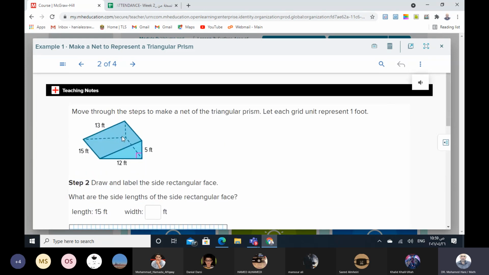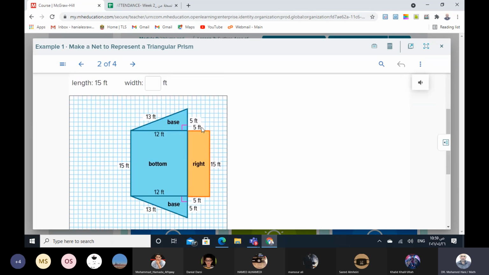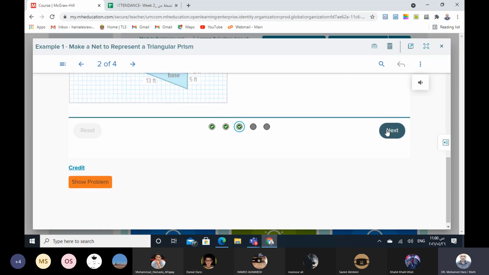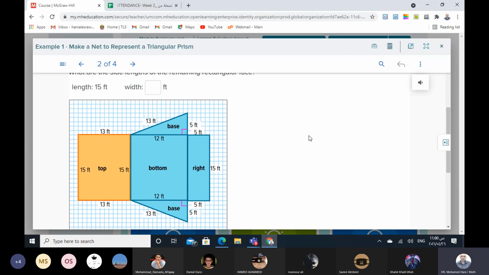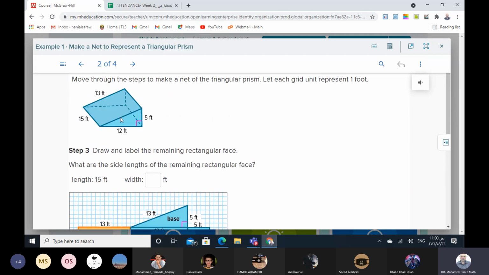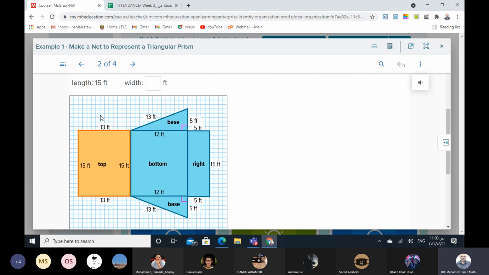Then draw the back side, or the right. The length will be 15 and here the width will be 5. Then the last step, draw the top here. As you see, the top has length 15 and width 13. And as you see, this is the net.